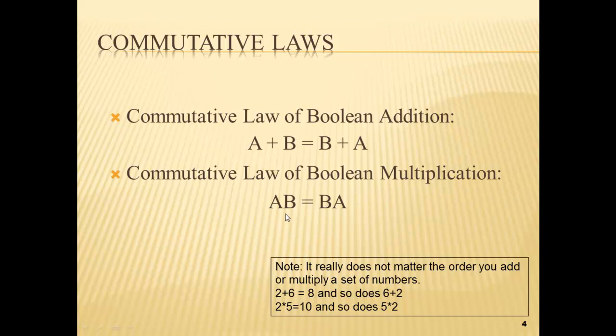Same thing goes for multiplication. If it's a and b, it's the exact same thing as b and a. So 2 times 5 and 5 times 2 still equals 10, no matter which way you go with it.